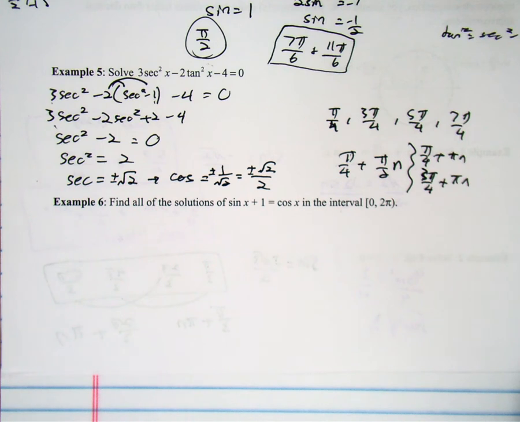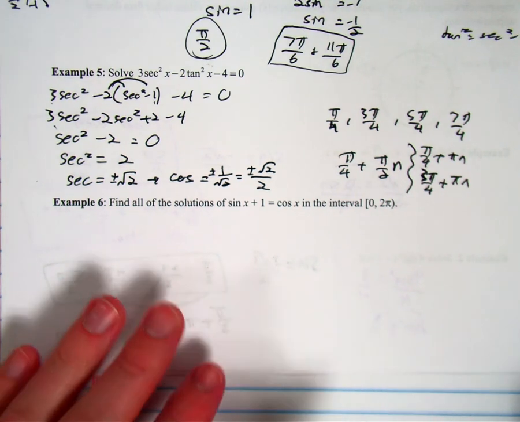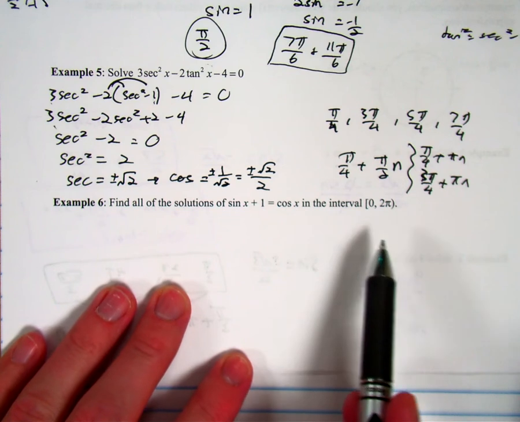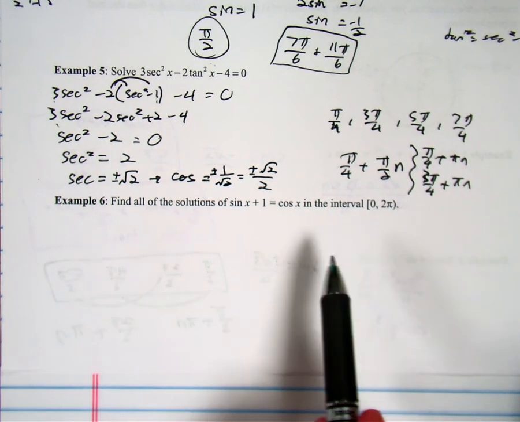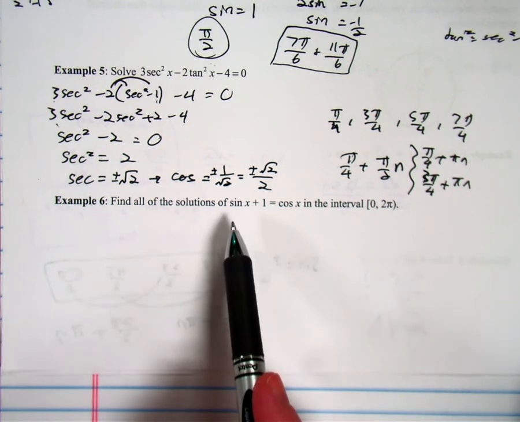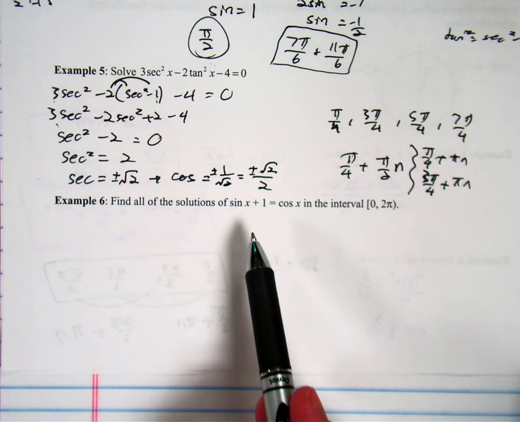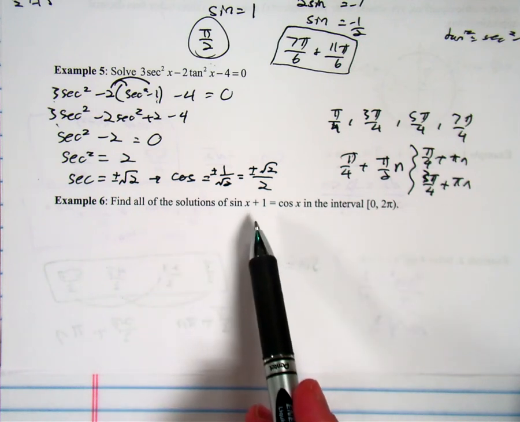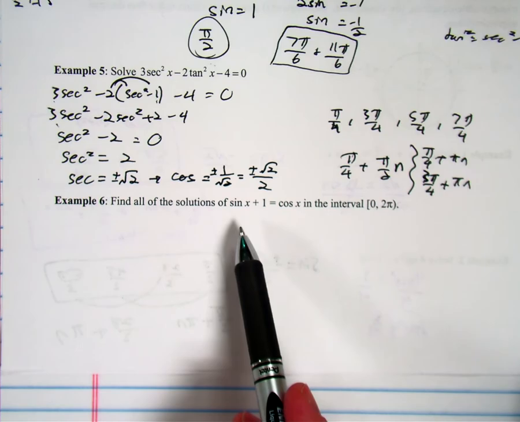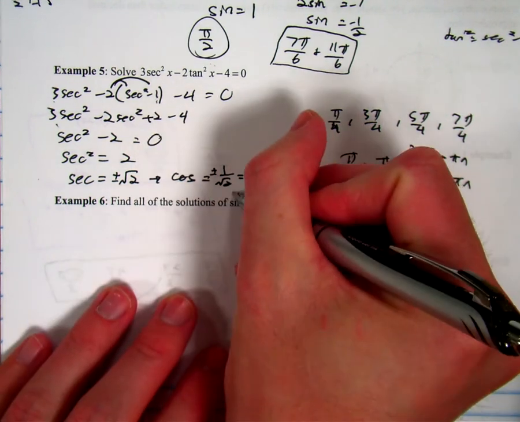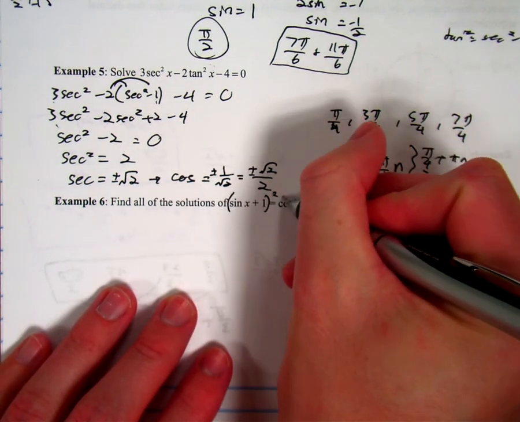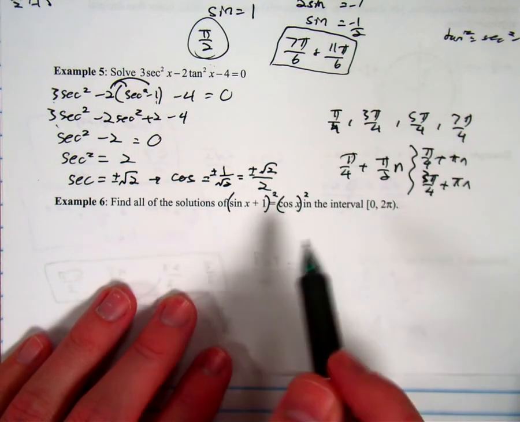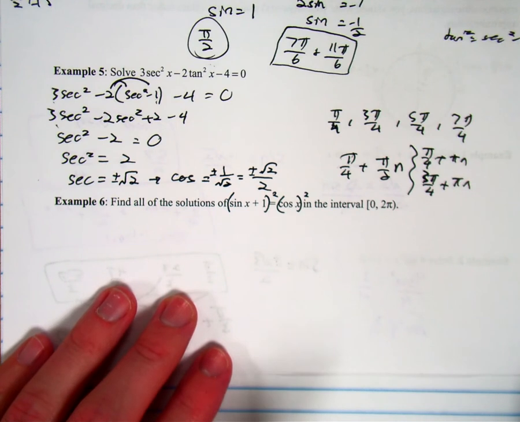Find all solutions of sine of x plus 1 equals cosine x on the closed interval 0 to 2 pi. Okay. So we have mixed trig functions, not cool, and they're not squared, so we can't use any of our identities yet. So here's what we're going to do. Step 1 is we're going to square both sides in an effort to get a sine squared and a cosine squared, and then we can use our substitutions.